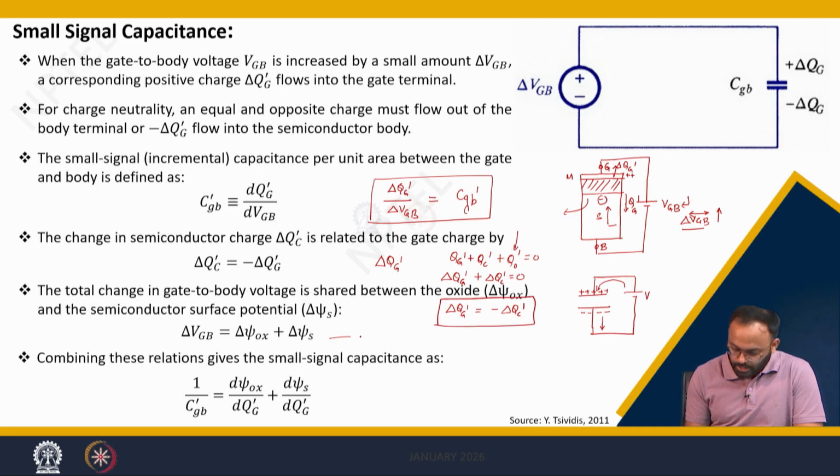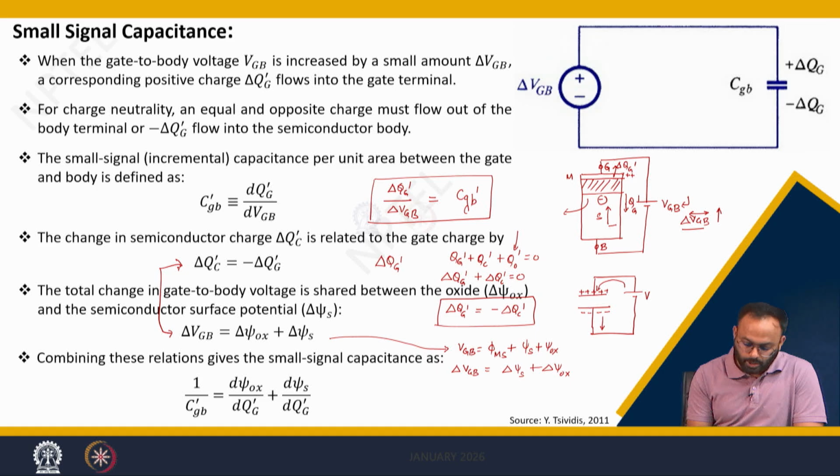Similarly, if we rewrite the potential balance equation, it can be given as VGB is equal to phi ms plus psi s plus psi ox. So the change in gate to body voltage can reflect in the change in surface potential plus the change in oxide potential, correct? So let's solve these two equations and find out the equivalent capacitance between gate and body terminal. I can differentiate this function by delta QG dash.